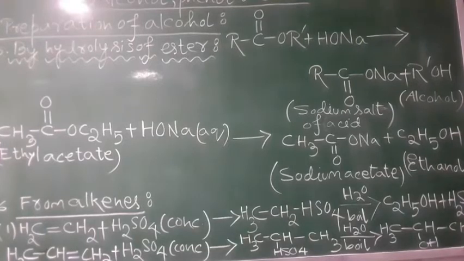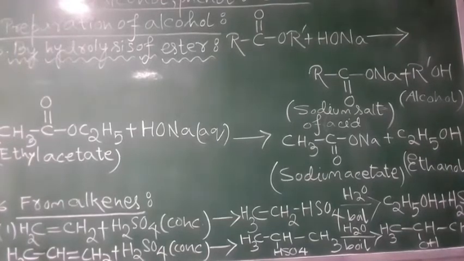First and foremost, I have given a general form of the equation. I have shown an ester RCOOR' plus NaOH, sodium hydroxide, commonly known as caustic soda. What we are doing is treating an ester with aqueous solution of caustic soda to form the sodium salt of the corresponding acid and alcohol, represented by R'OH.